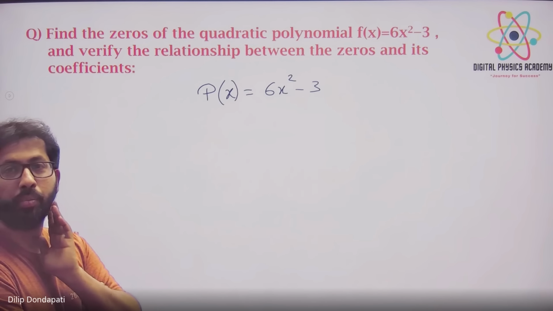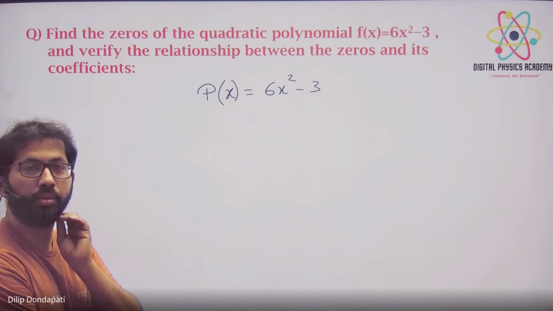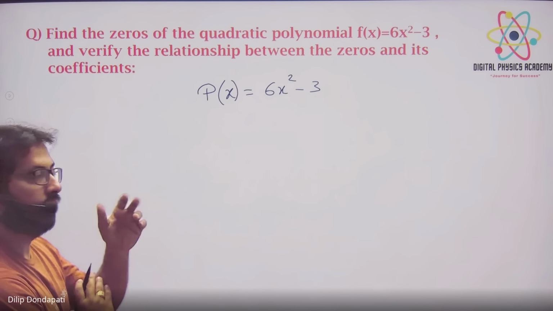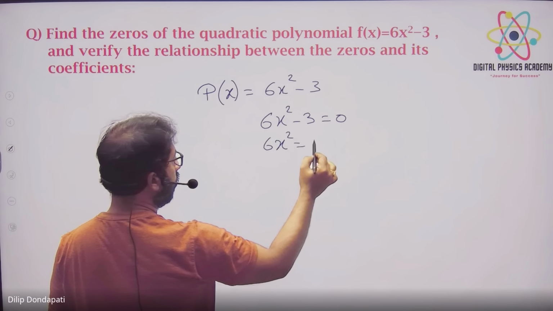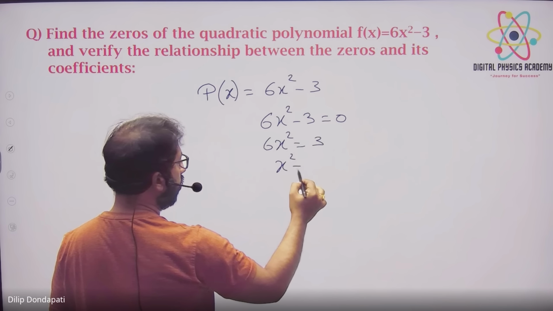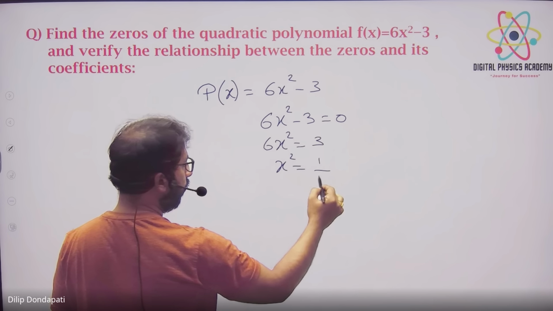How to find zeros? इसमें b term नहीं है ना. b term होगा तो ठीक है, mid term splitting होता था. Simply equate. What is it we know from 9th class, right? The polynomial is becoming 0. We have to find 0 of the polynomial. 6x square is equal to 3. x square is equal to 3 by 6, which is 1 by 2.